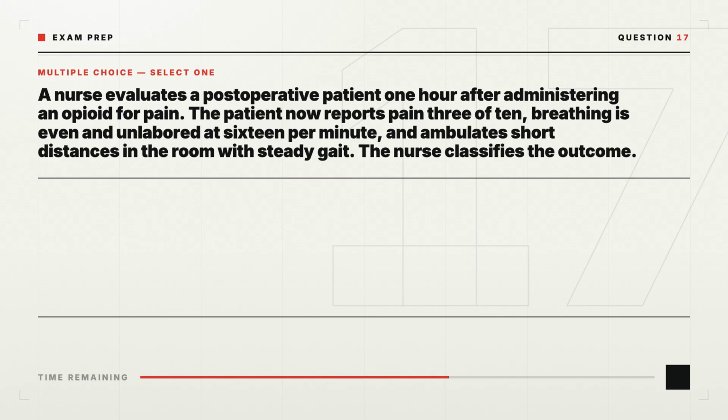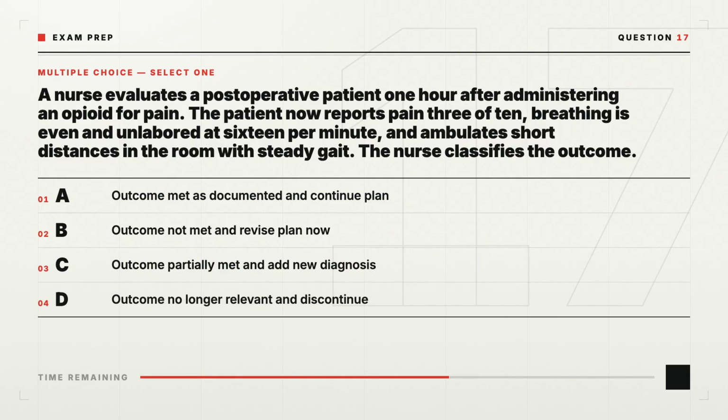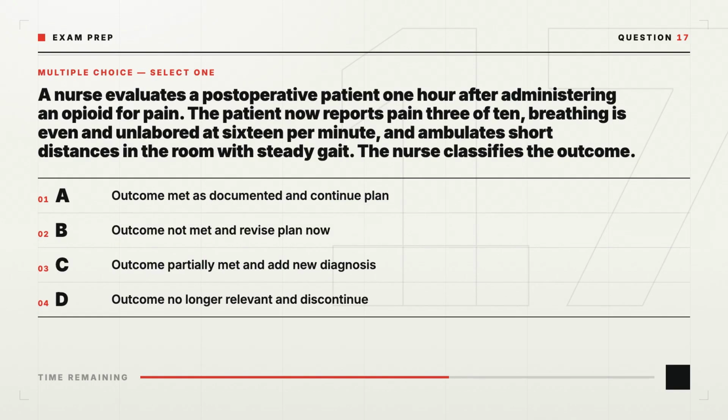Your options are: A. Outcome met as documented and continue plan. B. Outcome not met and revise plan now. C. Outcome partially met and add new diagnosis. D. Outcome no longer relevant and discontinue. Which one is it? Pause the video if you need more time.